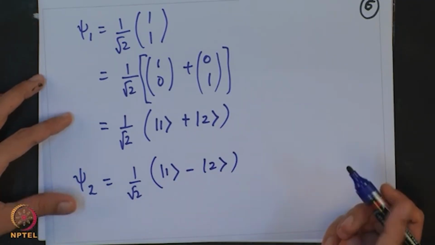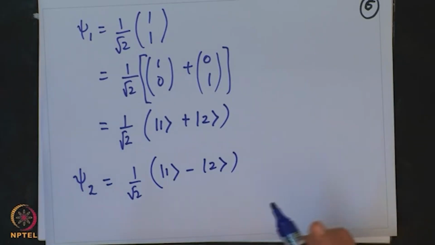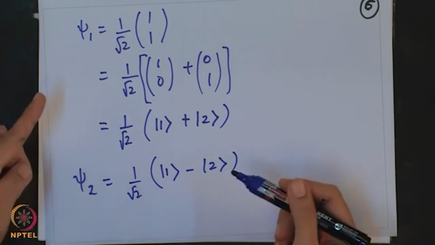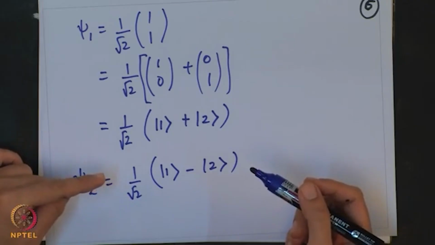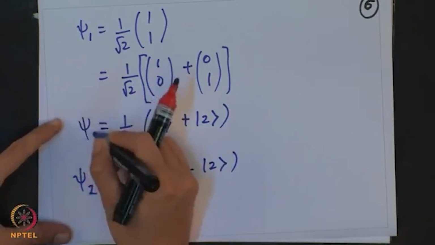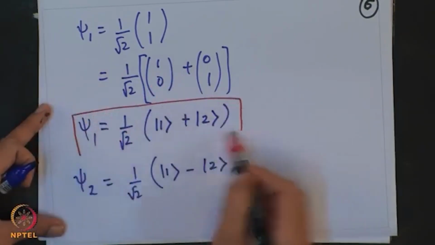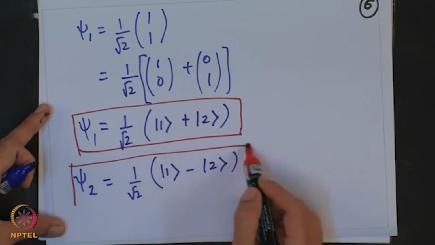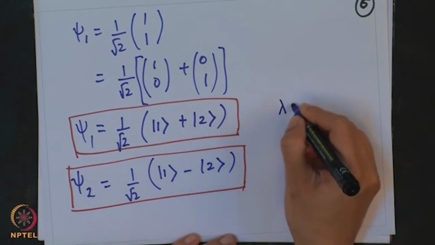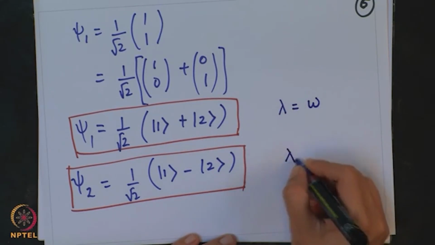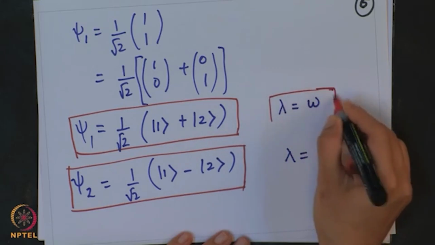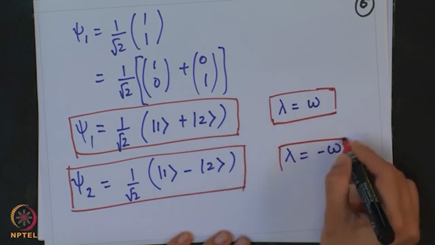So, now you have expressed the eigenstates in terms of the states 1 and 2. So, you have psi 1 as this, psi 2 as this, and this corresponds to eigenvalue omega, this corresponds to eigenvalue minus omega. It is a simple way of doing.